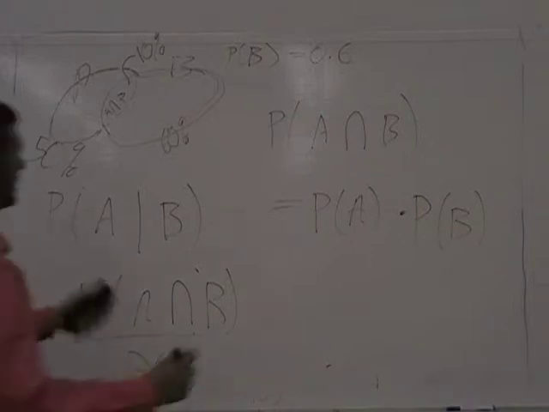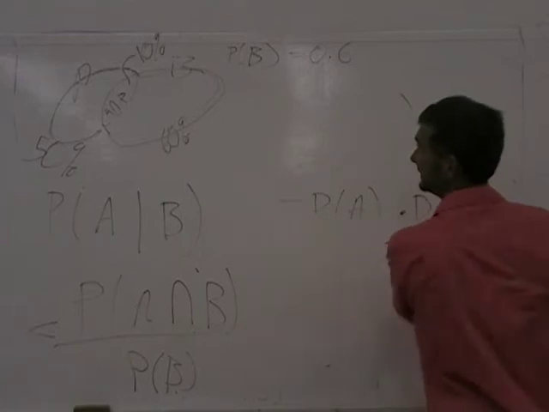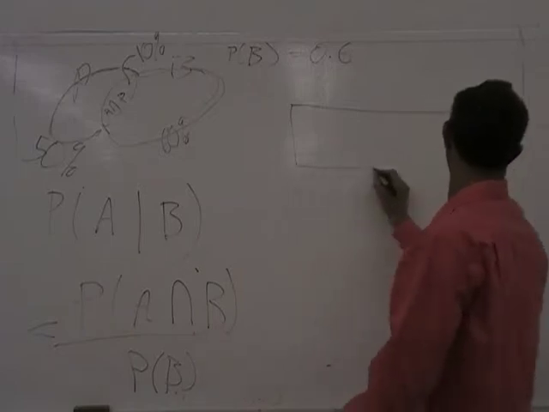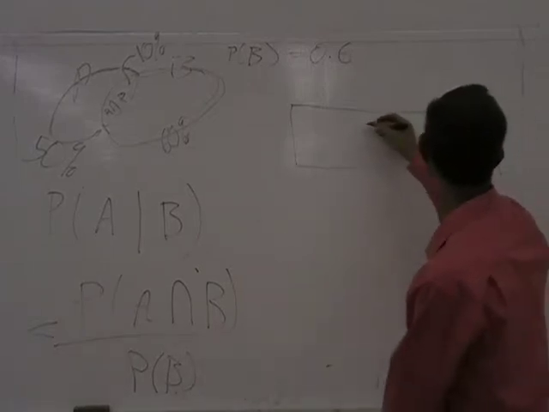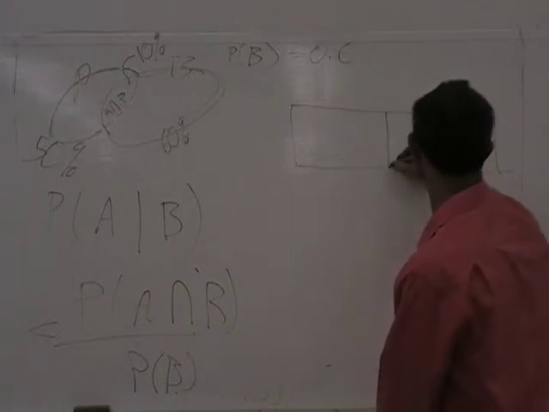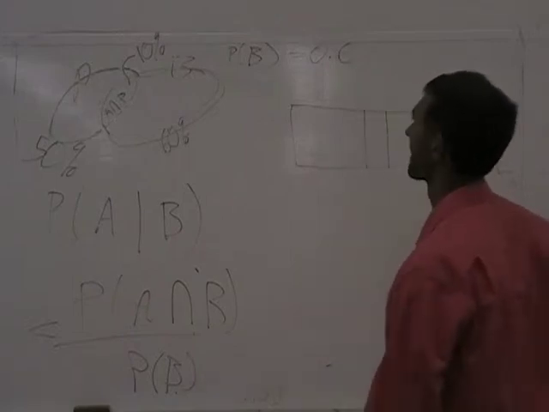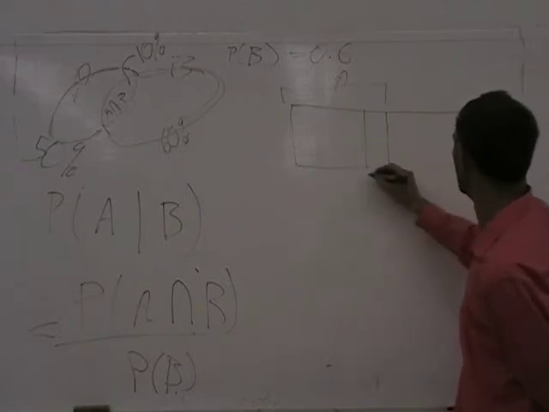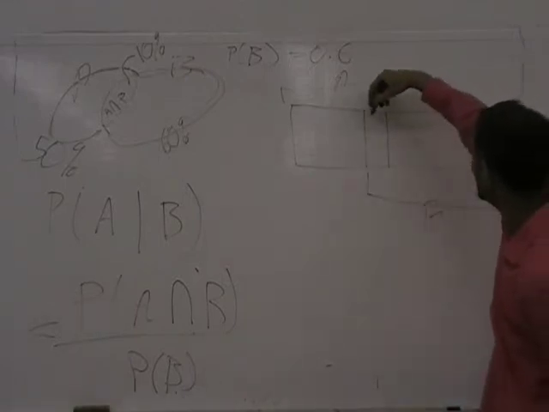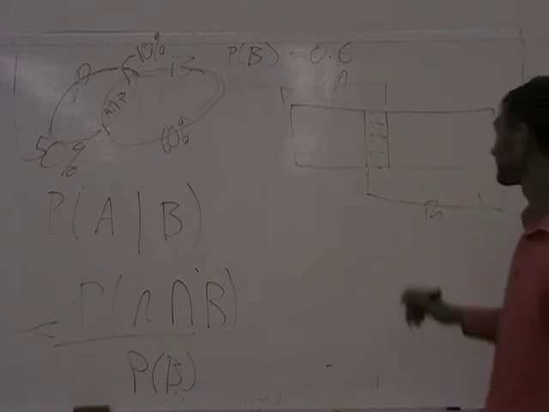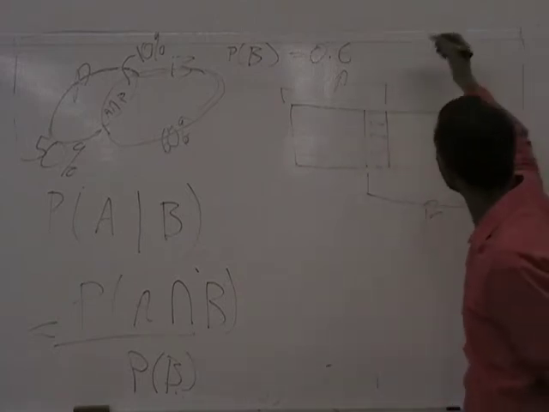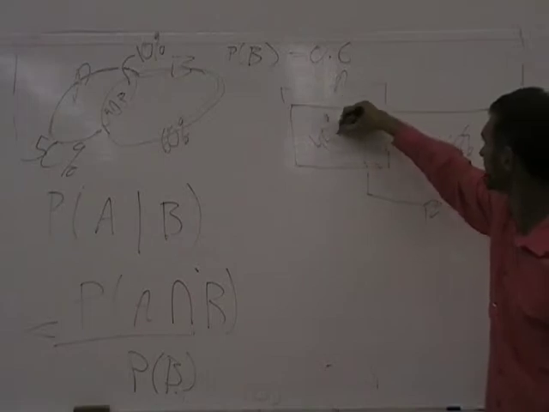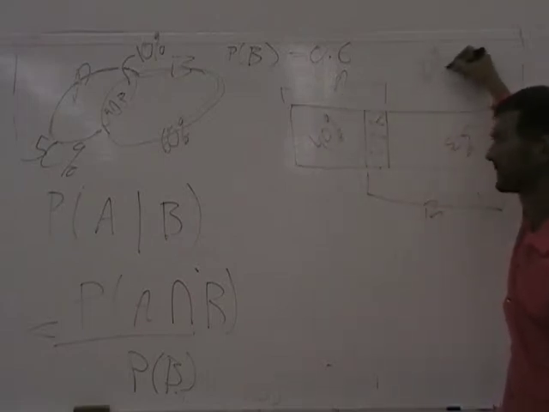I can draw that like this. This is A, that's B, that's both. So we have 50%, 40%, 10%.